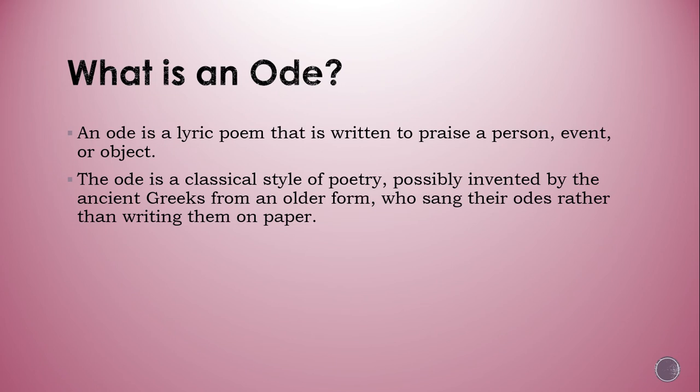So what is an ode? An ode is a lyric poem that is written to praise a person, event, or an object. The ode is a classical style of poetry, and it was possibly invented by the ancient Greeks from an older form who sang their odes rather than writing them on paper.